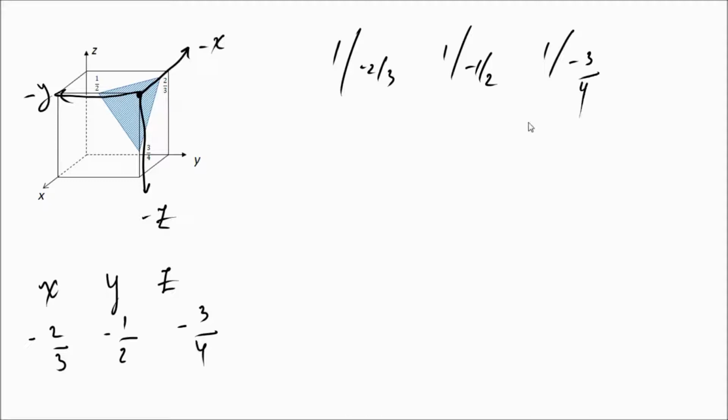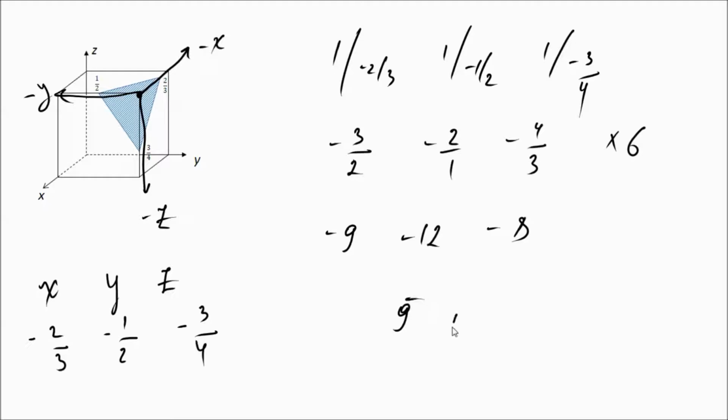Now I have to get rid of these partial values. I need to get integers, so I will multiply by 6. It will be negative 9, negative 12, negative 8. Enclosed in a bracket. That's it.